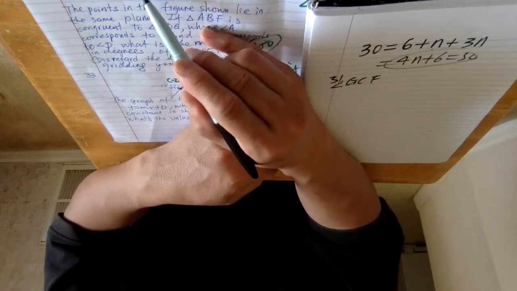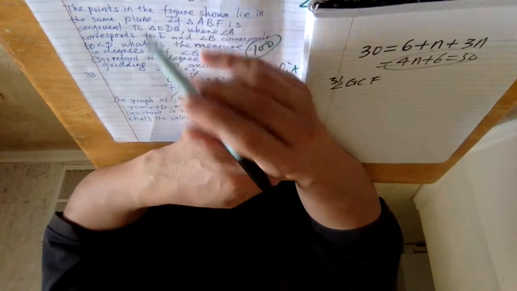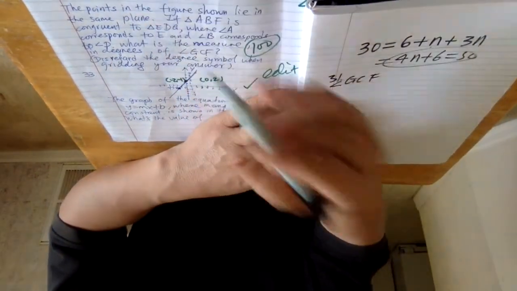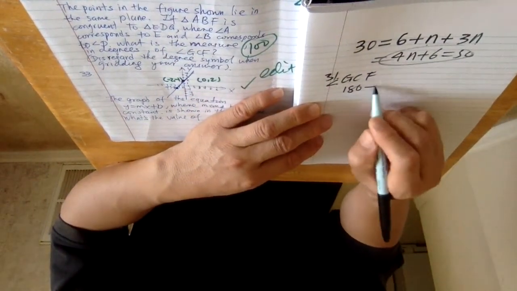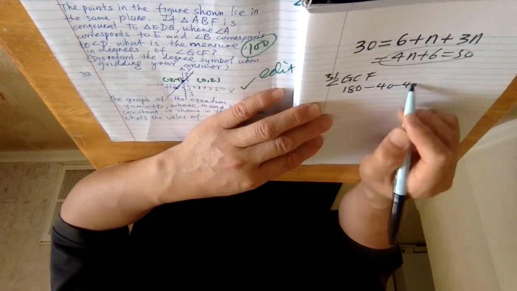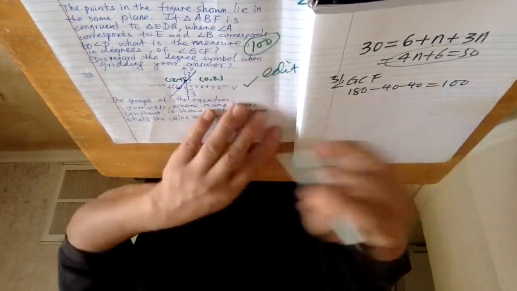This is also corresponding and congruent. So we know this triangle is 180. 180 minus 40 minus 40. So the answer is 100.